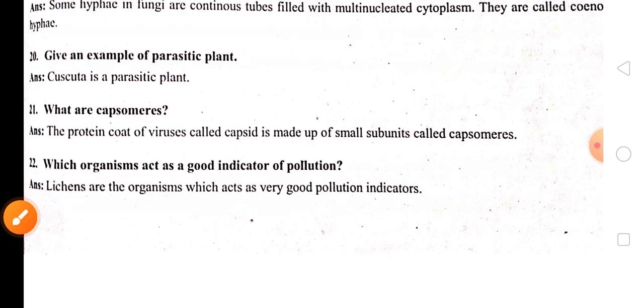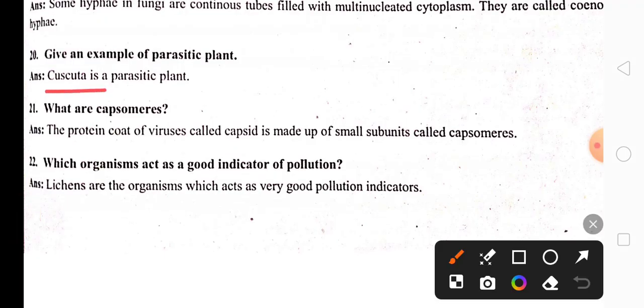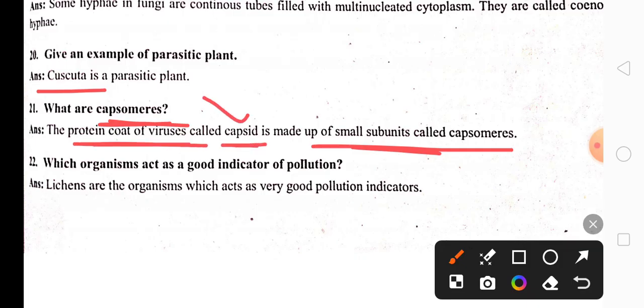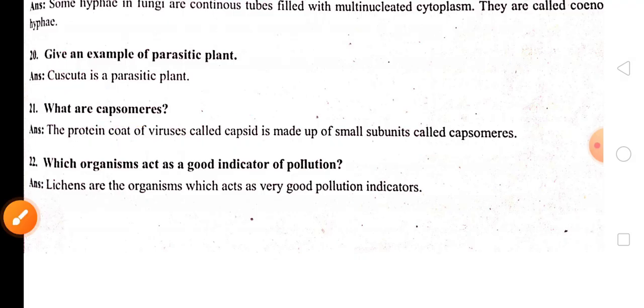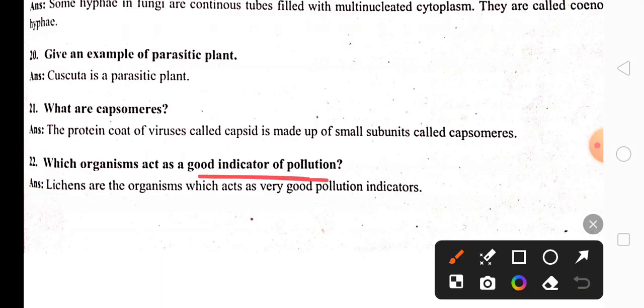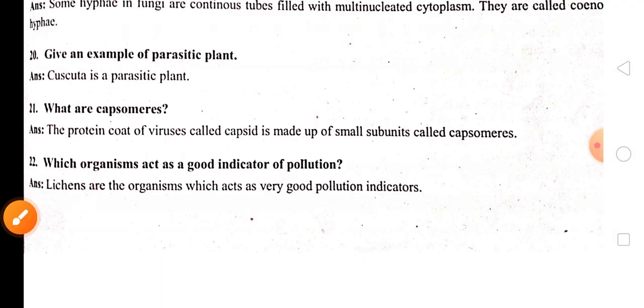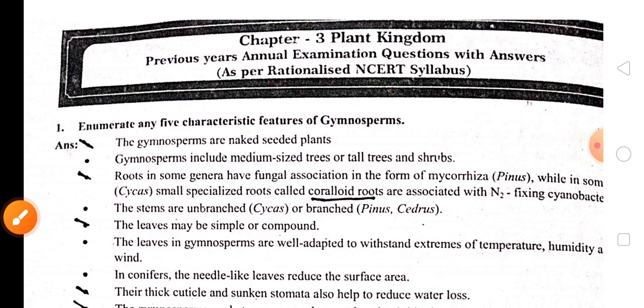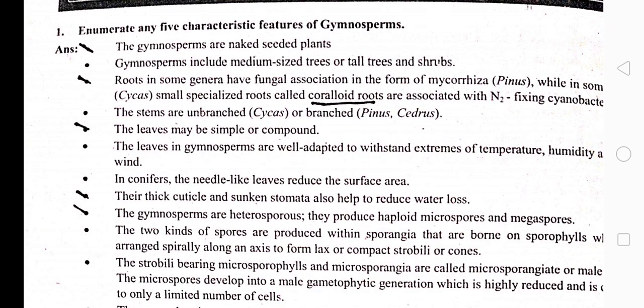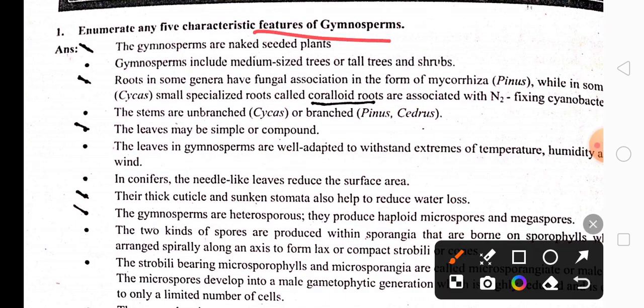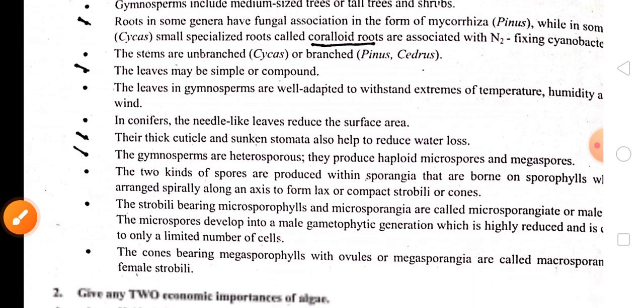Then an example of a parasitic plant is Cuscuta. Capsomeres are the units of the capsid, and the capsid is the protein coat of a virus, for example bacteriophage. Then the indicators of pollution are lichens. Then from the third chapter, Plant Kingdom, for 5 marks, remember any 5 features of gymnosperms. Especially whatever I have marked are also important for 1 mark, especially mycorrhiza and coralloid roots.